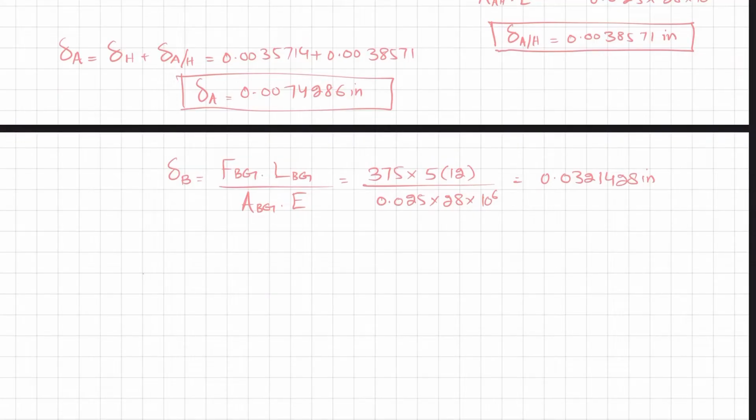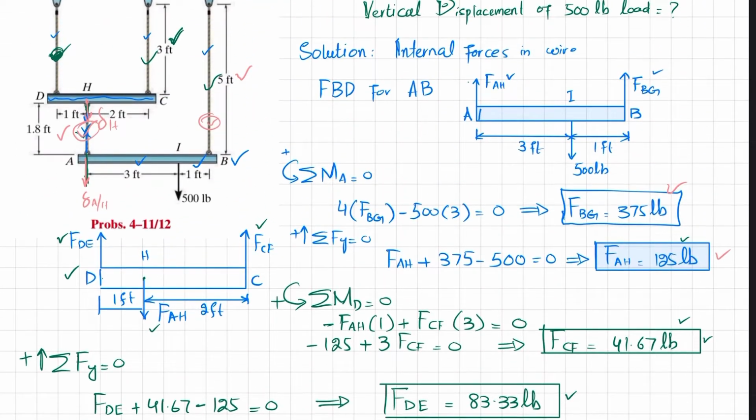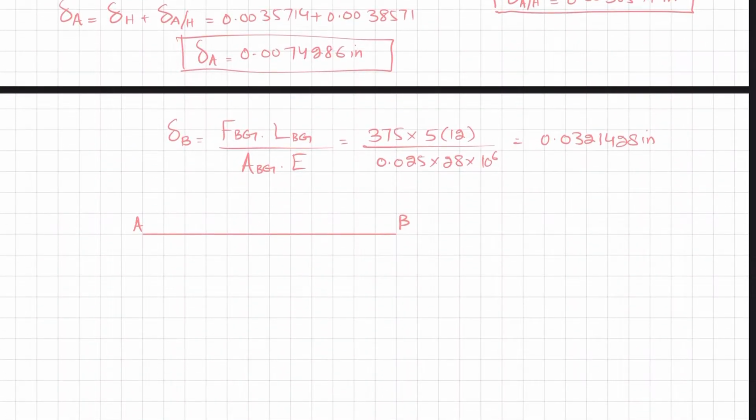So if I draw the beam, this was the initial beam, this is your point A, this is your point B. At a distance of 1 feet from point B, there is a load of 500 pounds. Clear? Now what we have calculated is the displacement of point A, and this is the displacement of point B. It means displacement of point A is larger.